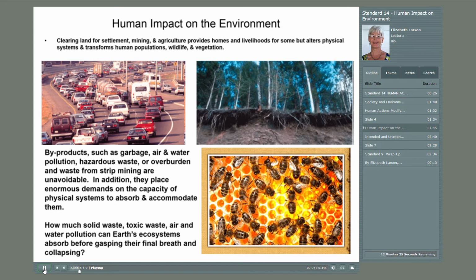Clearing land for settlement, mining, and agriculture provides homes and livelihoods for some, but alters physical systems and transforms human populations, wildlife, and vegetation. Inevitable byproducts, such as garbage, air and water pollution, hazardous waste, or the overburden and waste from strip mining, place enormous demands on the capacity of physical systems to absorb and accommodate them. How much solid waste, toxic waste, air and water pollution can Earth's ecosystem absorb before gasping their final breath and collapsing?